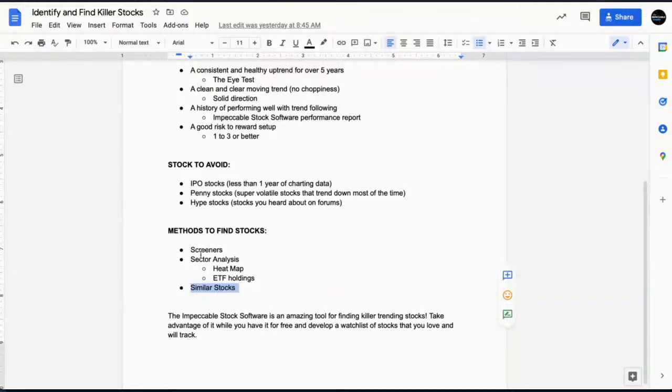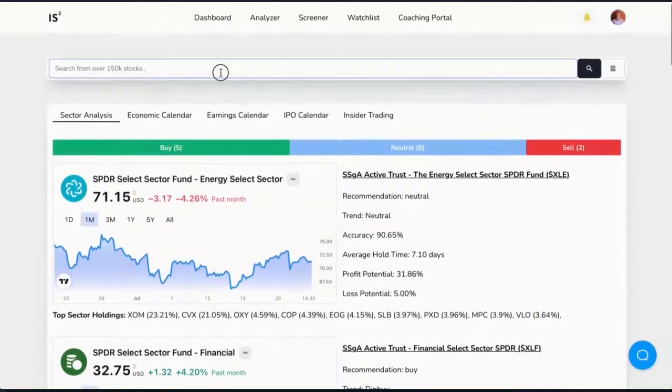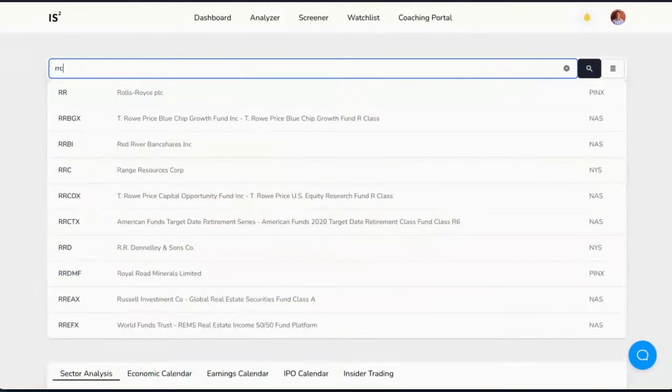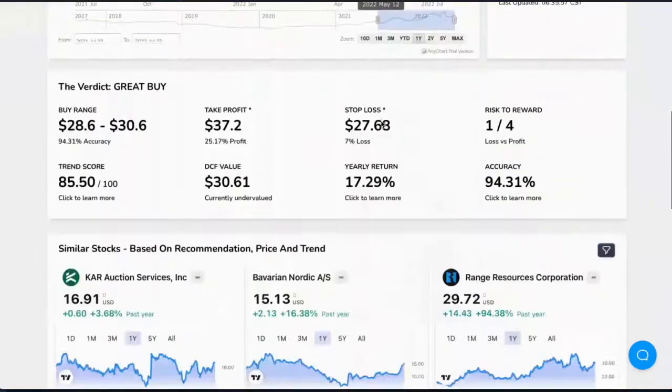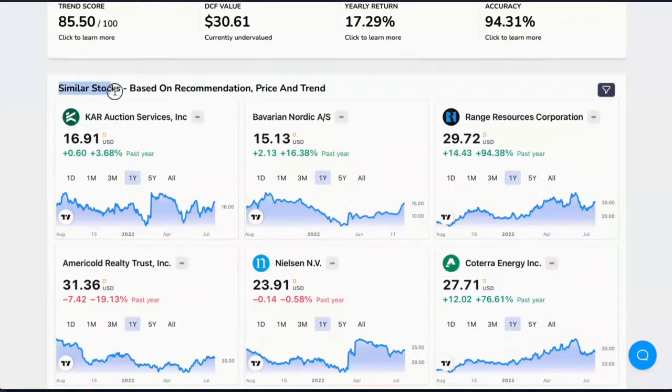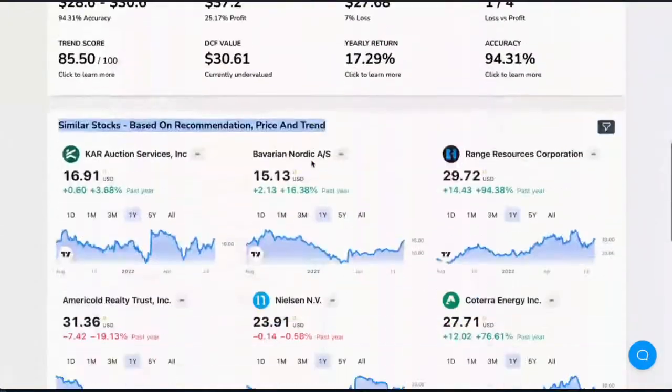Outside of that, once you have found stocks using screeners, sector analysis, heat map, ETF holdings, which is what I just showed you, then you also have the similar stocks method, which is here on the software. So for instance, let's say RRC, right? We liked that stock. RRC, Range Resources. So this was a good stock. Now you can scroll down, and the software has similar stocks, because we have a database of stocks, and we know everything about every stock from a trending perspective. The software matches stocks based on the recommendation, what it currently is trading at, the price point it's at, and the trend, how similar the trend is to this one.